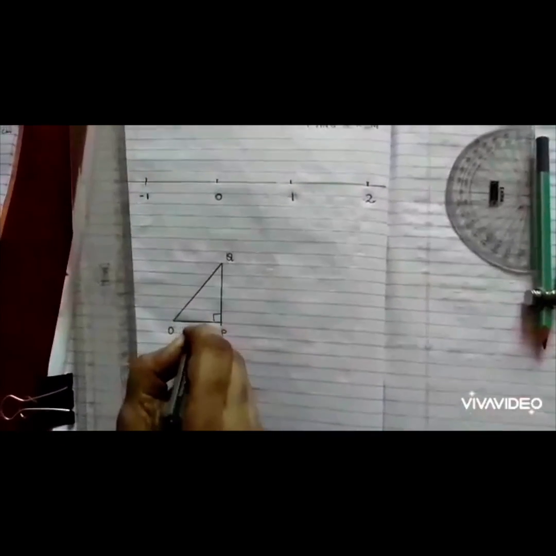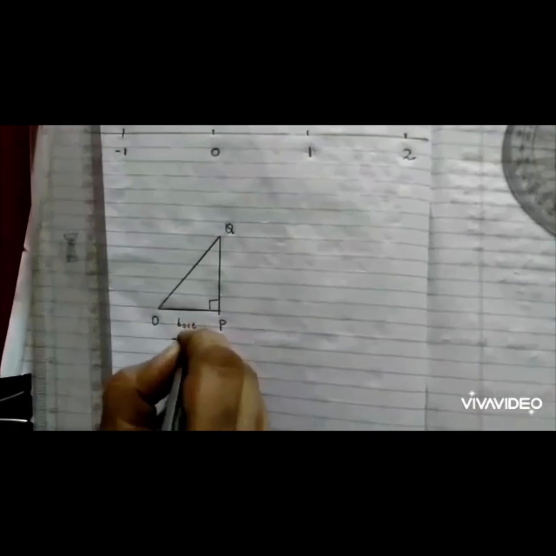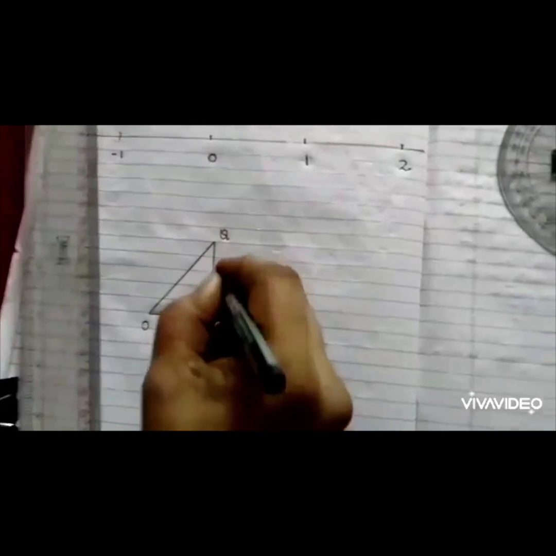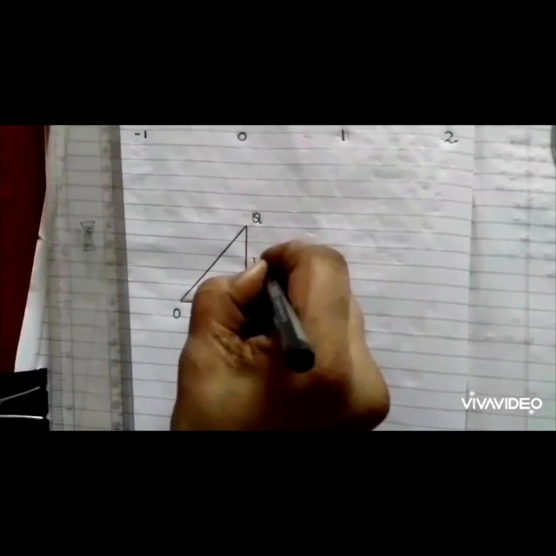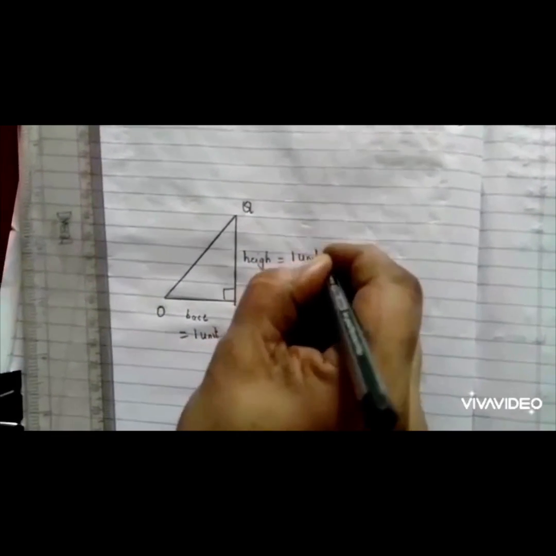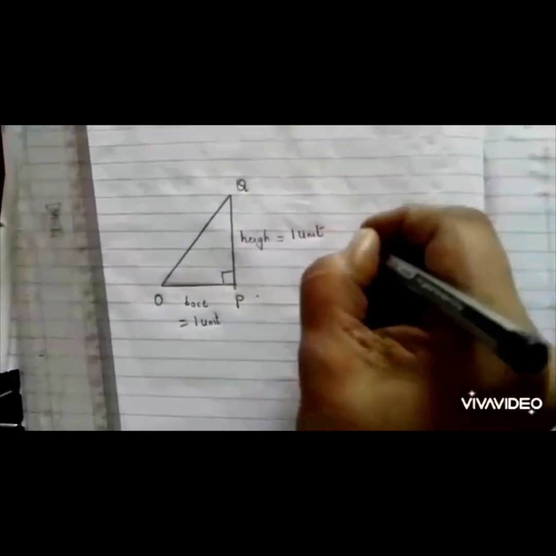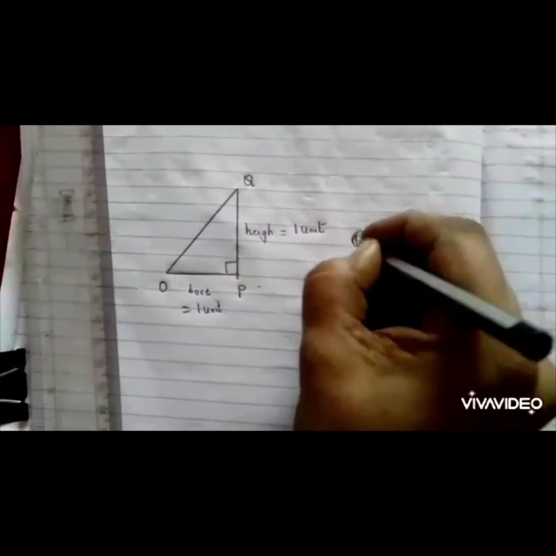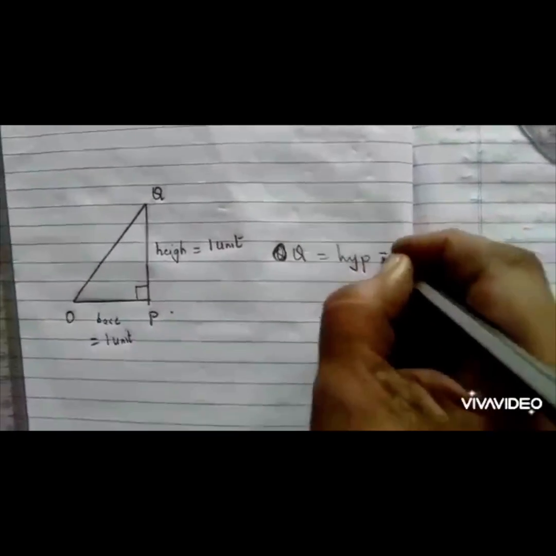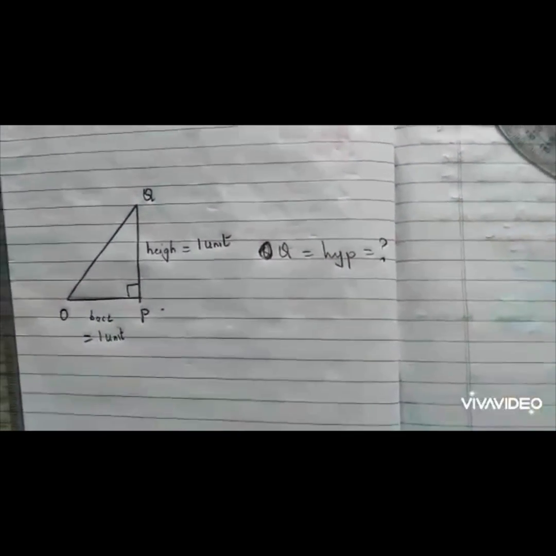OP, the base, is equal to 1 unit, and PQ, the perpendicular height, is equal to 1 unit. OQ, the hypotenuse, is equal to question mark.